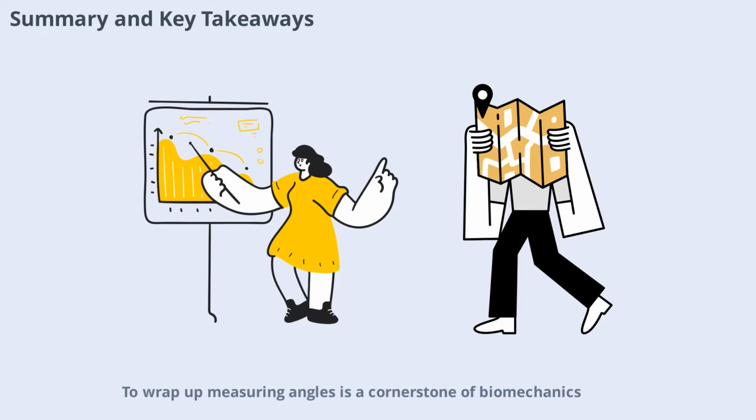Wrap-up: measuring angles is a cornerstone of biomechanics, providing essential information about joint and segment movement. Tools like the goniometer, along with standardized positions and reference lines, ensure accurate and meaningful analysis. Whether in clinical, athletic, or research settings, understanding angular kinematics helps us improve movement, prevent injury, and enhance performance. Keep these principles in mind as you continue your study of human biomechanics.